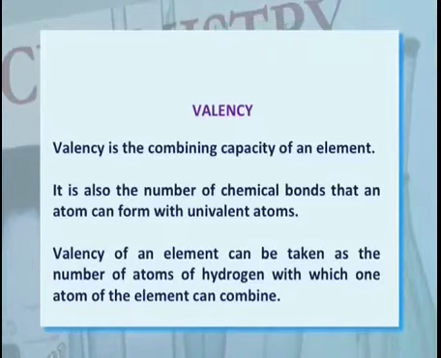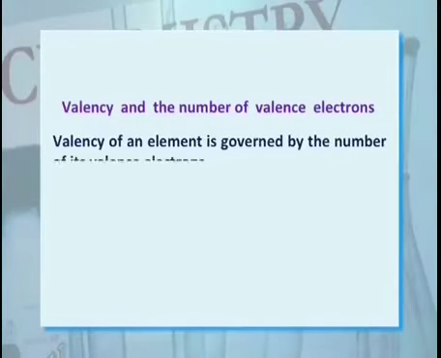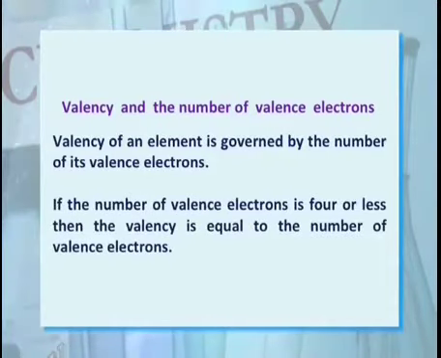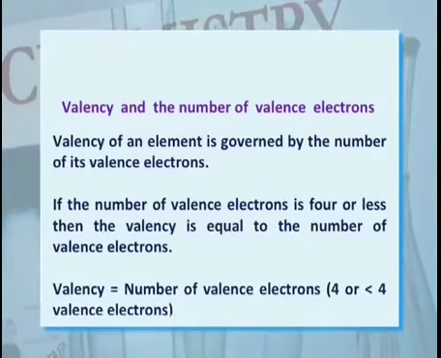Valency and the number of valence electrons, these are the two important terms. Let us understand this. Valency of an element is governed by the number of its valence electrons. If the number of valence electrons is 4 or less, then the valency is equal to the number of valence electrons. In this case, valency is equal to the number of valence electrons if the number of valence electrons is less than 4.